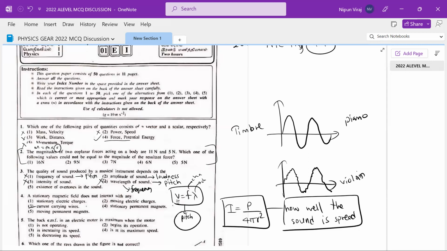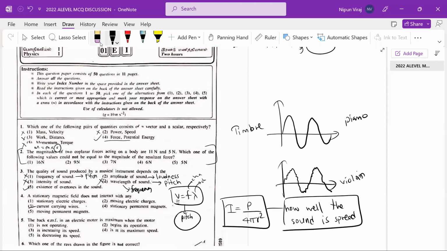So the answer should be existence of overtones. Now, let's say in one sound wave, there are two overtones per one wave, and in another sound wave, there are three overtones. So the shape in the latter sound wave is different to that of the first one. Therefore, this should surely affect the quality of sound. So the answer for this one is the fifth one, right?